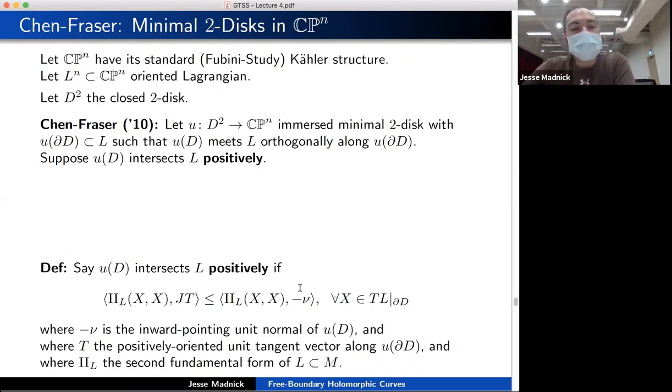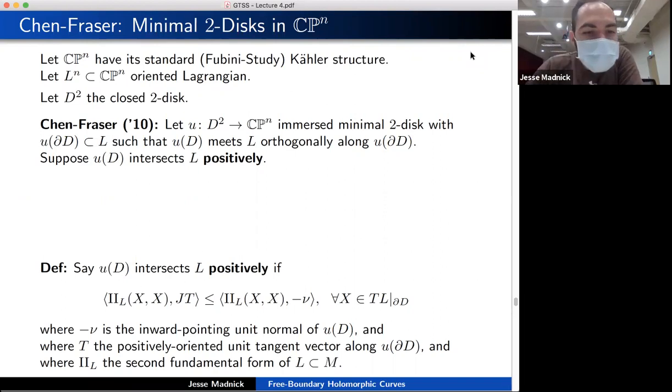What I'd like to say otherwise is that this positivity condition is automatic if U is a holomorphic curve. Sorry about that. When U is a holomorphic curve, you get equality. That's what I meant to say.